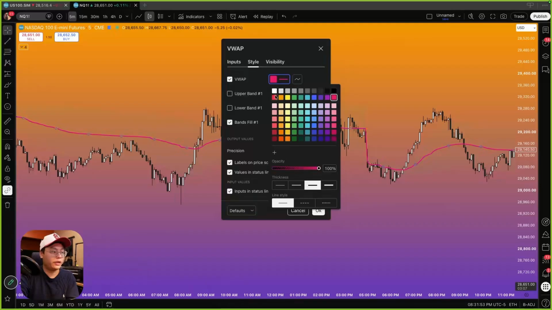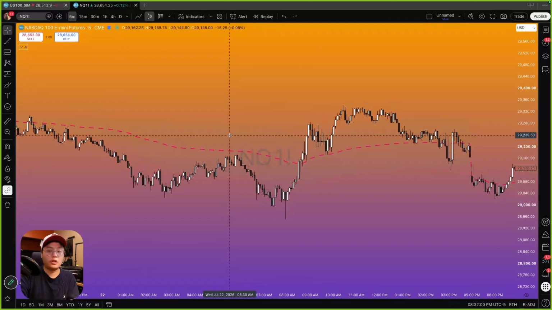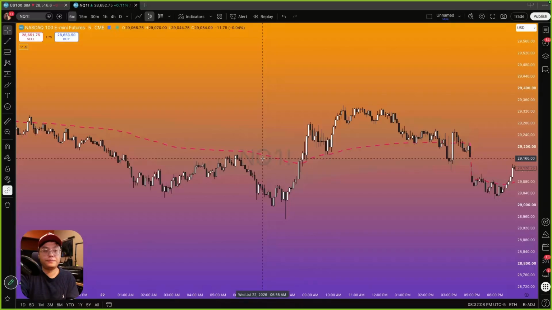You can change whatever color you like. I do mine purple or red. And then I do dash, so I know this is my VWAP line, so I don't get it mistaken when I'm using EMAs and stuff. It's easy, recognizable, and identifiable.